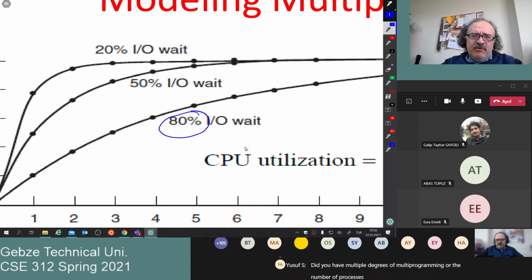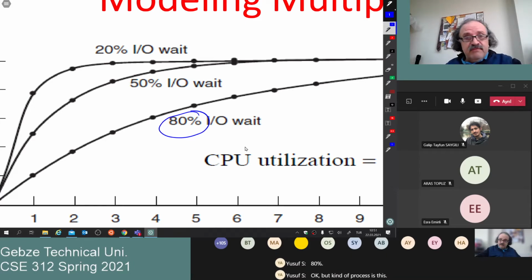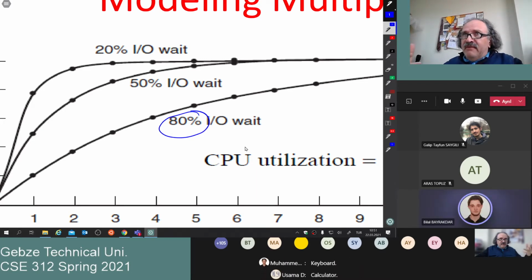what kind of process is this? Give me an example for such a process. It is 80% CPU utilization. Sorry, if it is 80% I/O wait. Keyboard? Calculator. Yeah, SD card maybe.